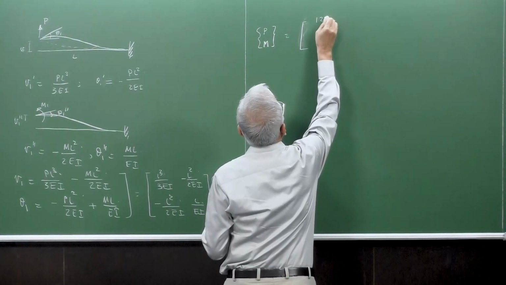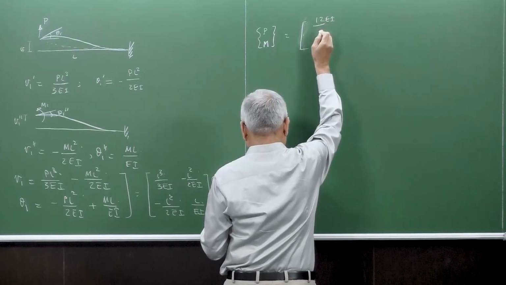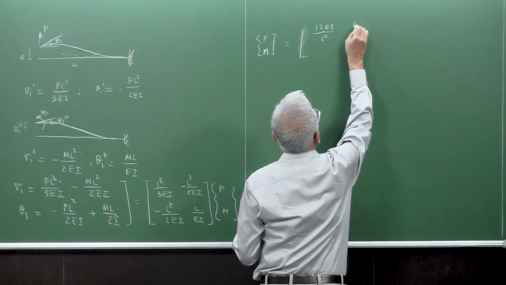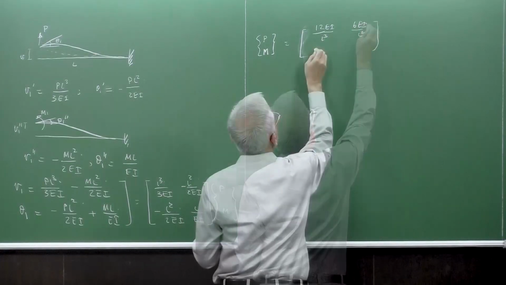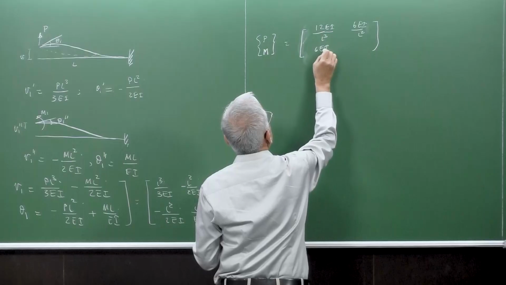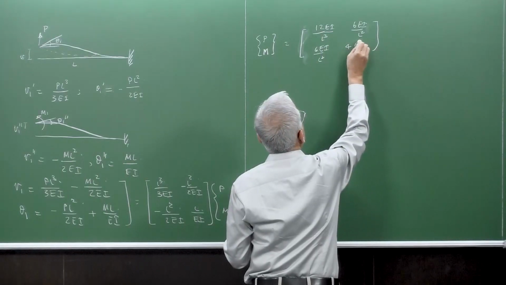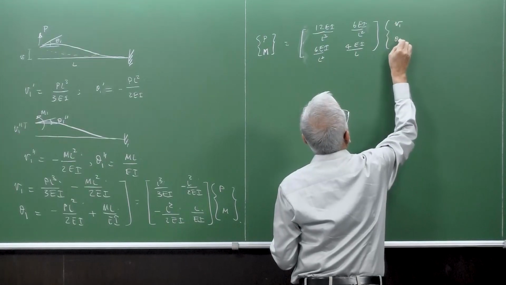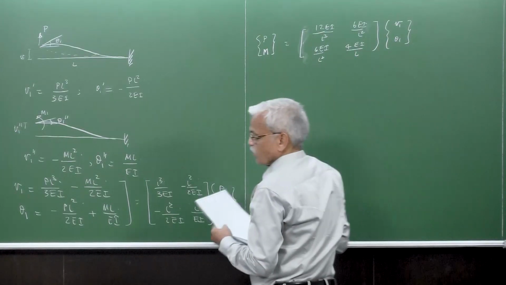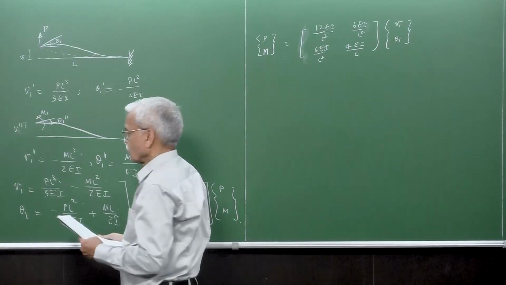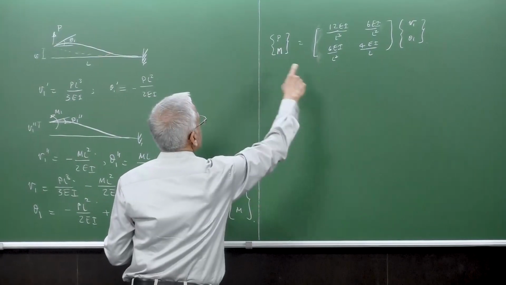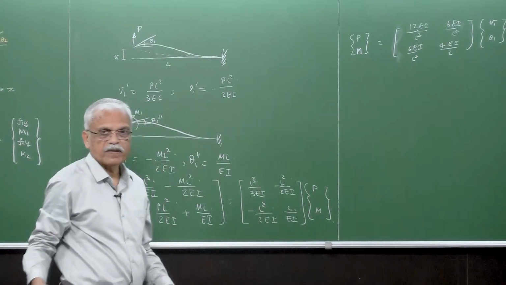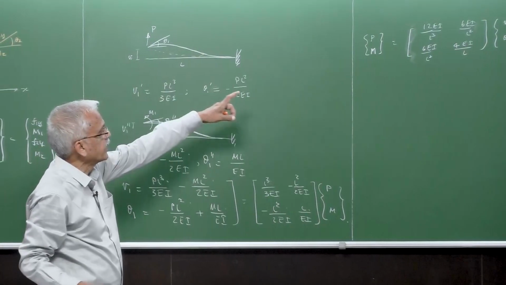Well, EI y L cube plus 6 EI. So now we wrote it as P and M. So these are nothing but your F1y and M1. So these are applied at the node 1.